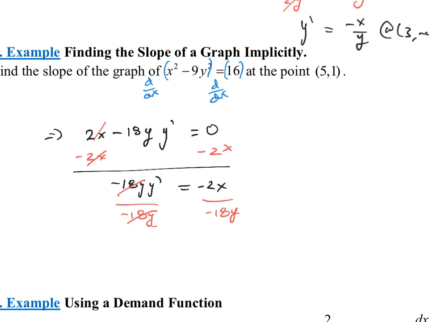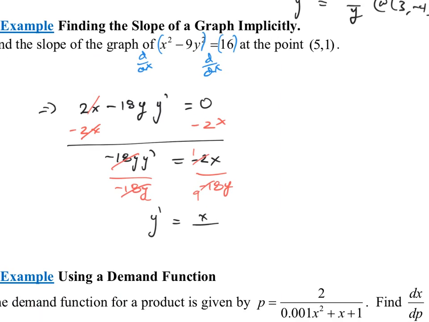Let's do some simplification. Negative 2 divided by negative 18, isn't that 1/9? So when I do that, I'd end up with y prime equals, on top we had an x, and on bottom we had a 9y. Remember, the negatives canceled, so we had a 9y on bottom. So I'm getting y prime equals x over 9y.